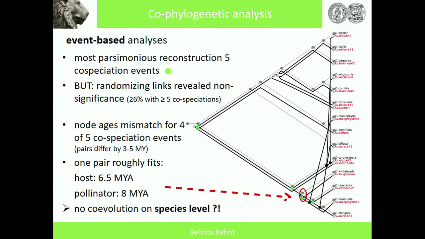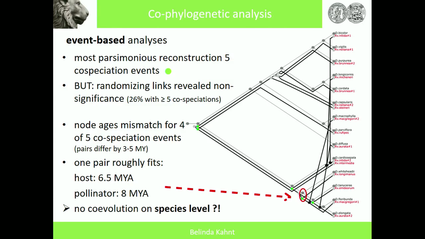And also in the event-based analysis in CoRe-PA suggested that the most parsimonious reconstruction included five co-speciation events, which are highlighted here in light green. We found that this is not a significant finding because when we randomized the links, in at least 26% of the cases, we found five or even more co-speciation events.